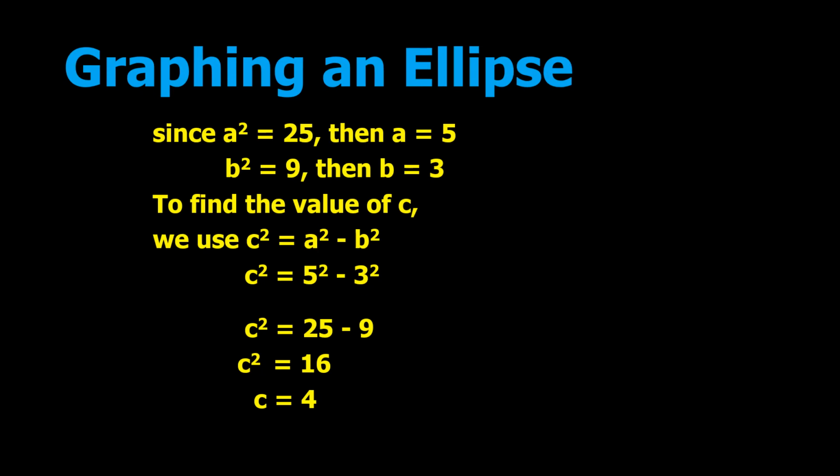And since a squared is equal to 25, then the value of a is equal to 5. b squared is equal to 9, then the value of b is 3. And to find the value of c, we will use c squared is equal to a squared minus b squared. Therefore, 5 squared is 25, 3 squared is 9, 25 minus 9 is 16. Then, finding the square roots of both sides, the value of c is equal to 4.